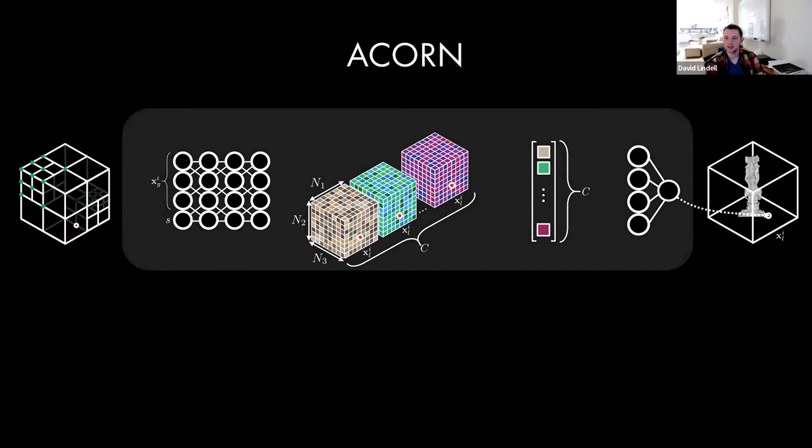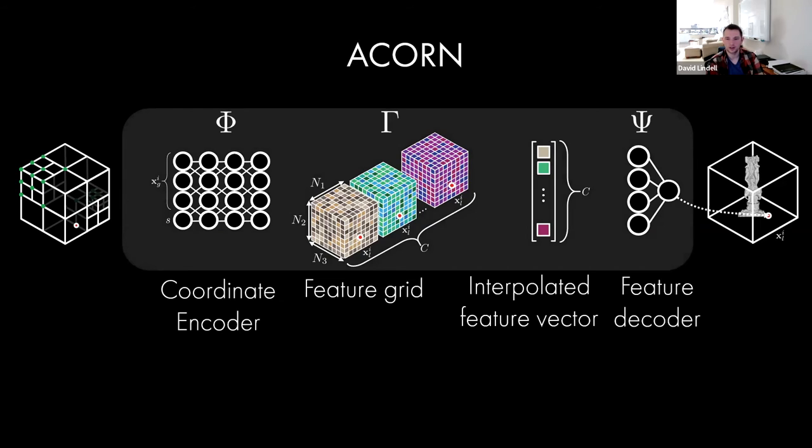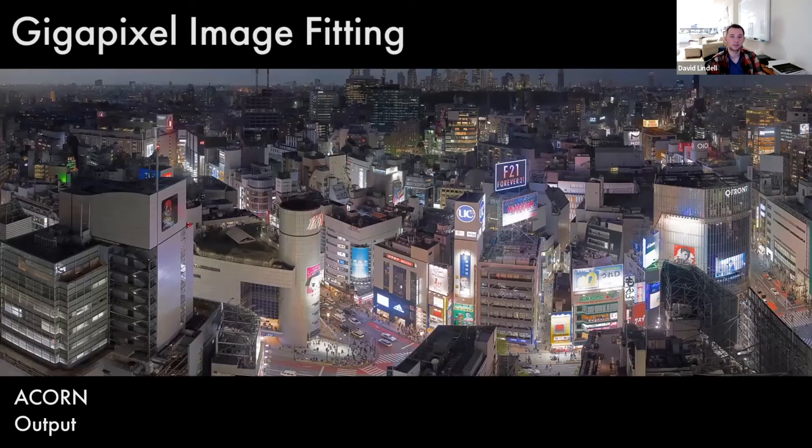Okay, so that's the kind of overall view of the architecture: from the coordinate encoder to predicting out the feature grid, and then interpolating within that, using a decoder network and extracted features to predict the signal. And this turns out to be very efficient. We've already shown a couple of results, but you can scale it up to a much larger scale than we ever showed with SIREN. So this is actually a gigapixel image, fitting a gigapixel image.